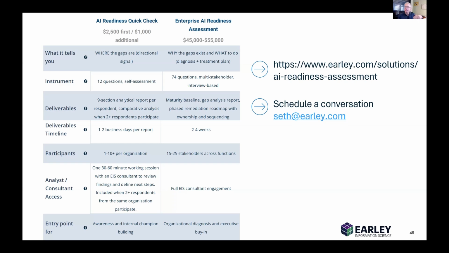And then we do a full AI readiness assessment, which is a 74 question survey. We don't actually give a survey of 74 questions to anybody. We do interviews, but there are 74 questions, and there are 17 dimensions. It's all across the 4 domains of knowledge readiness, operational readiness, technical readiness, and governance readiness. And so that's something that you can take a look at as well.